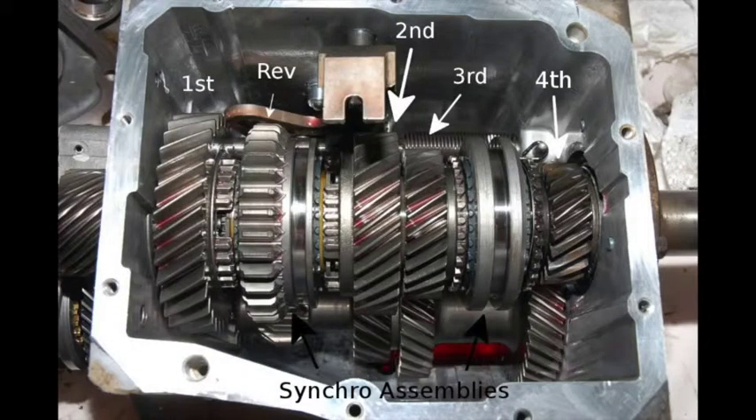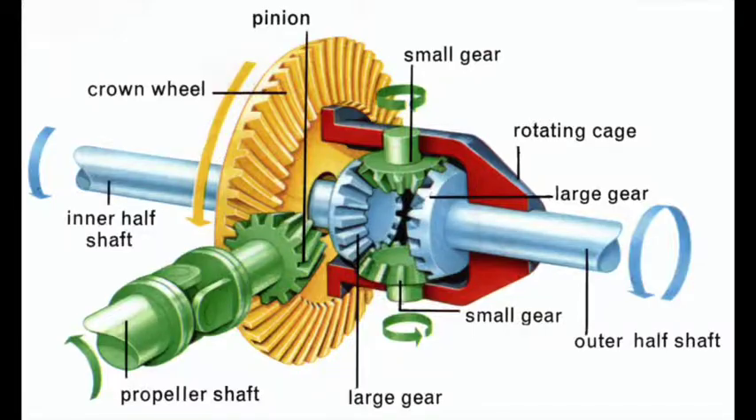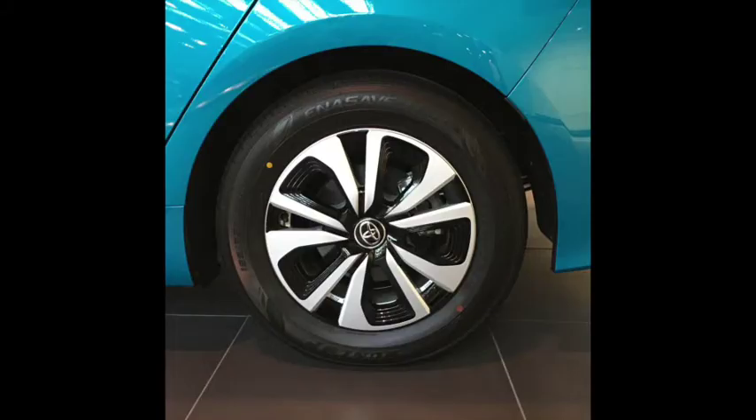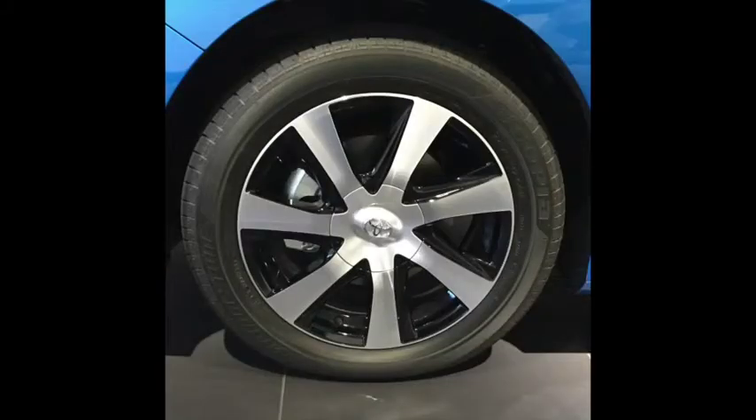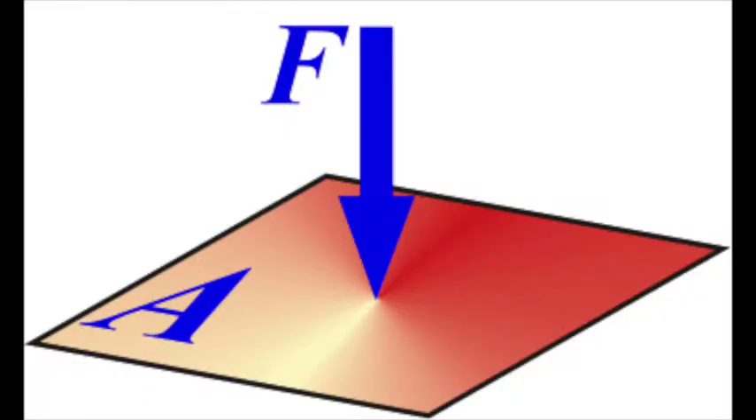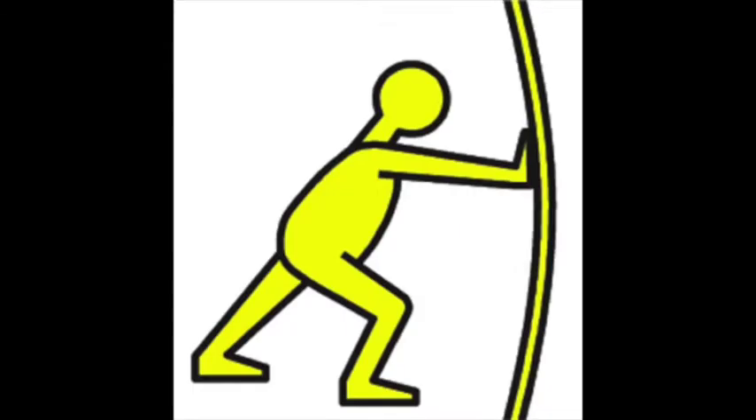Other gears change the amount of power and speed output from the engine. These gears change the turning direction from the engine to the perpendicular tires. Before we make the tires, we need to understand pressure. Pressure is the amount of force that pushes on something.